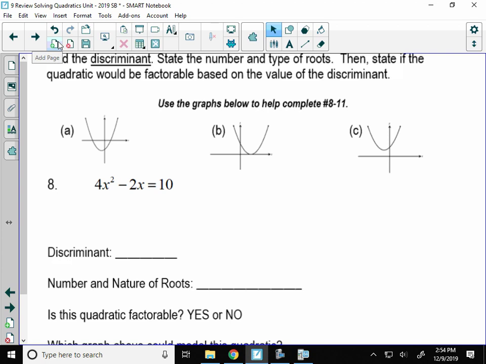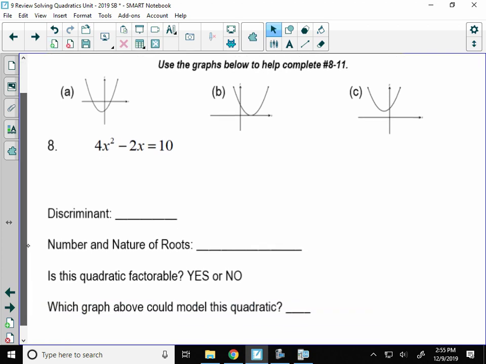All right, this is the first video of level 2 questions. So we're going to have to talk about the discriminant. So do 8, 9, 10, and 11. Firstly, we have to calculate the discriminant, identify what kind of roots, and then pick one of those graphs that could be representative of the quadratic.